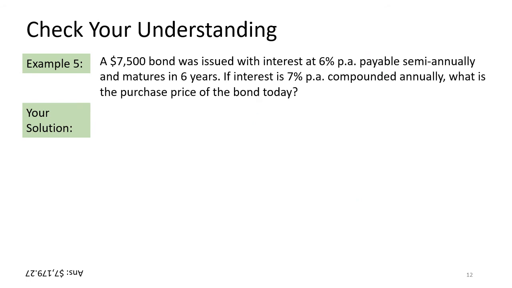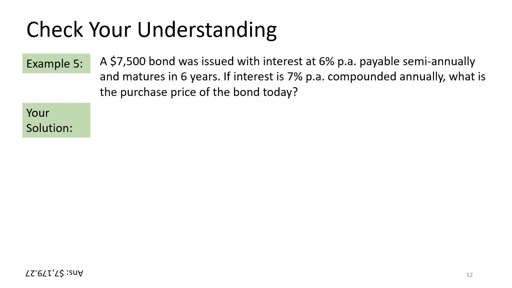So one more example for another ordinary general annuity. A $7,500 bond was issued with interest at 6% per annum payable semi-annually and matures in 6 years. If interest is 7% per annum compounded annually, what is the purchase price of the bond today?